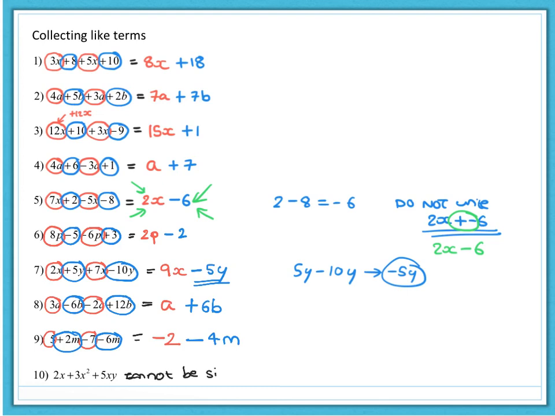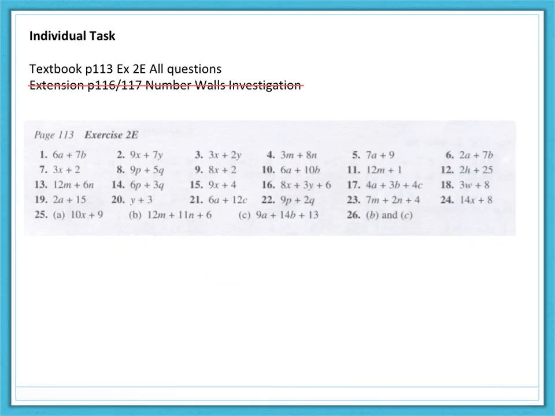Did you spot this? Now, it's tempting to try and do it, but these are not like terms. This term contains just an x, this term contains an x squared, and this term contains an xy. So these are unlike terms, which means we cannot collect them to simplify the expression. It has to stay as it is.